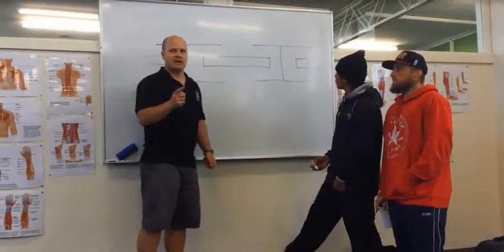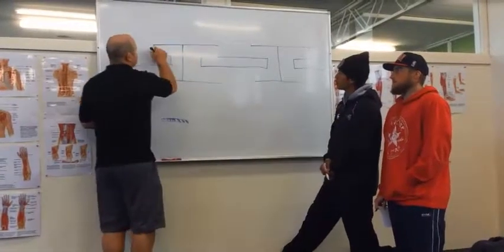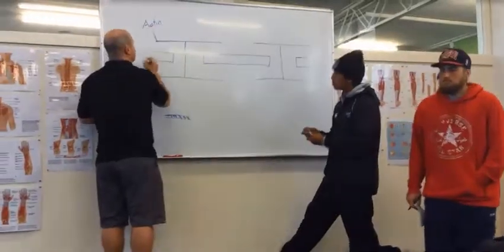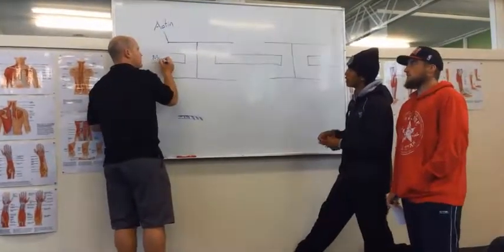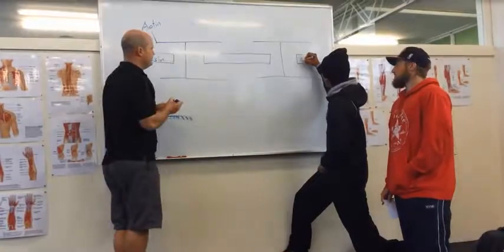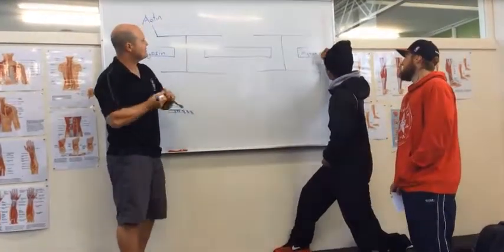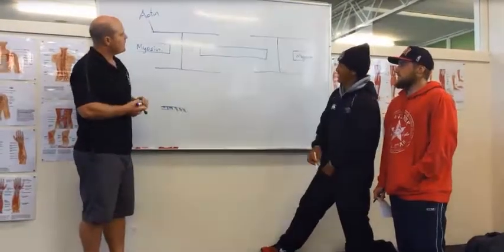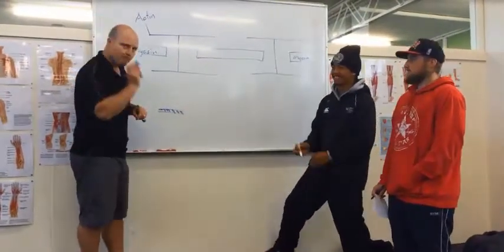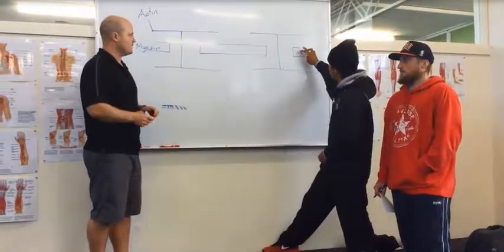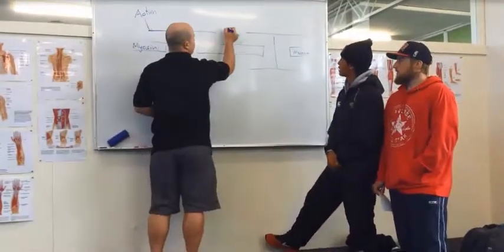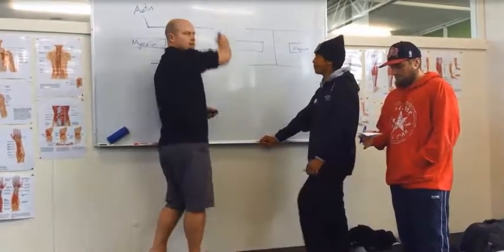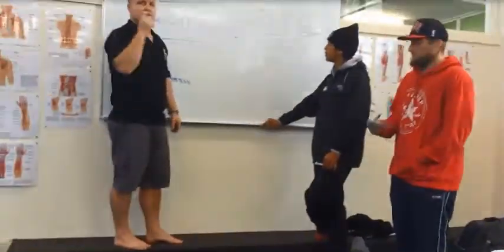Okay, let's start labeling. So this was our actin, and this was our myosin. Then we've got different regions we want to look at. So in the middle of the myosin is the M zone, the M line.